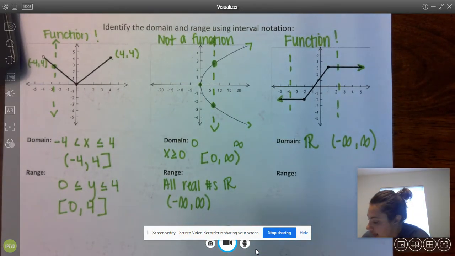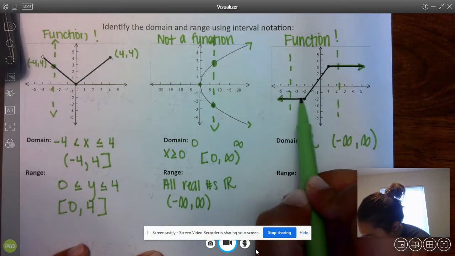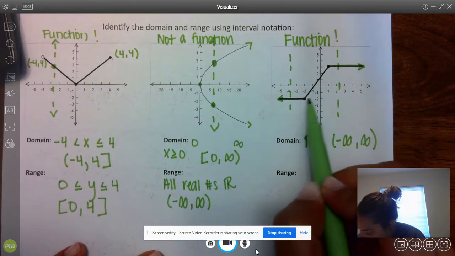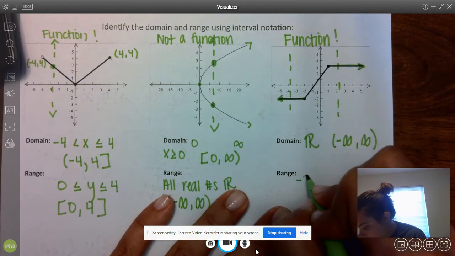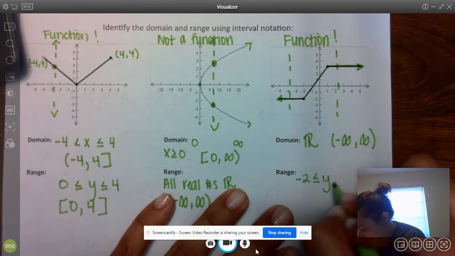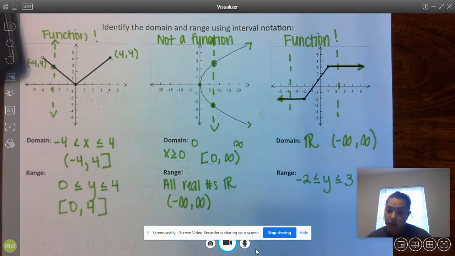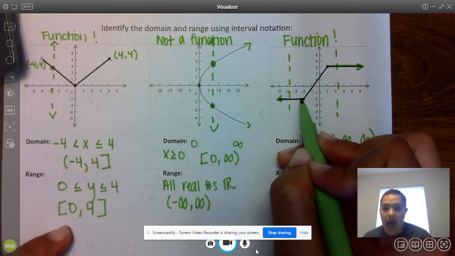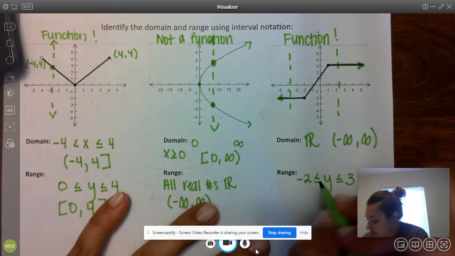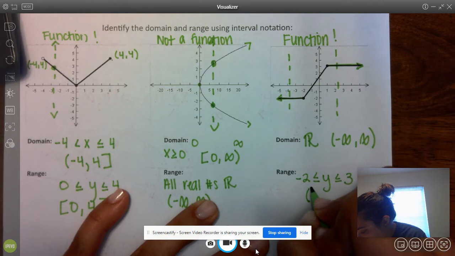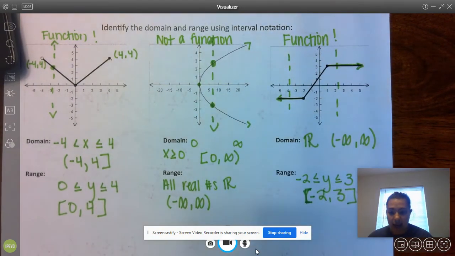And our range, it looks like right here it stays pretty constant, and right here it stays pretty constant. So that is where y is -2 and where y is 3. We would say -2 is less than or equal to y, which is less than or equal to 3. And we do use the less than or equal to signs because it is a solid line, like you can actually plot those points along the line. And then in terms of interval notation, we would say -2 with a bracket, 3 with a bracket on the other end.